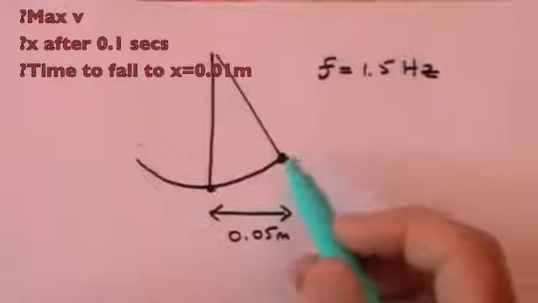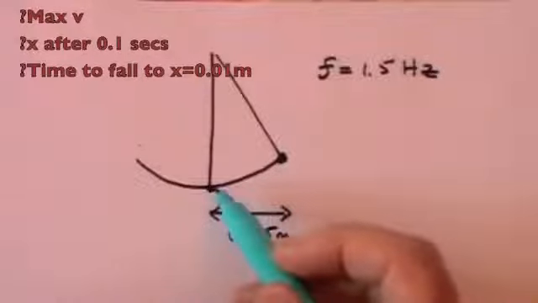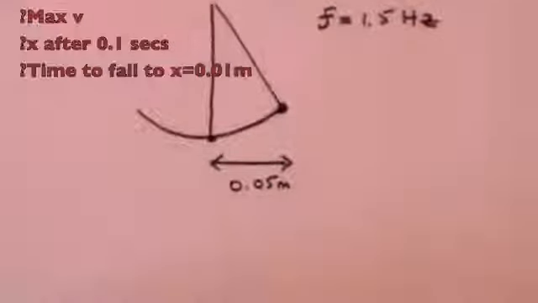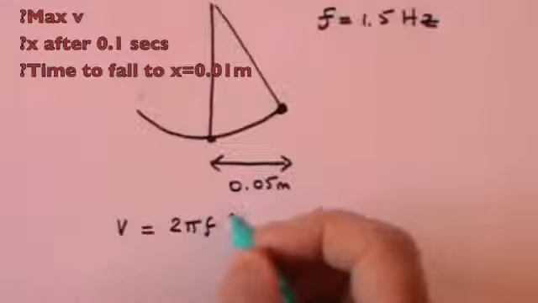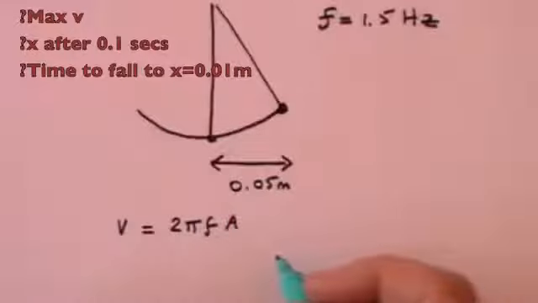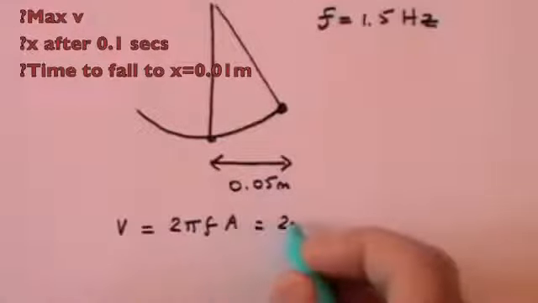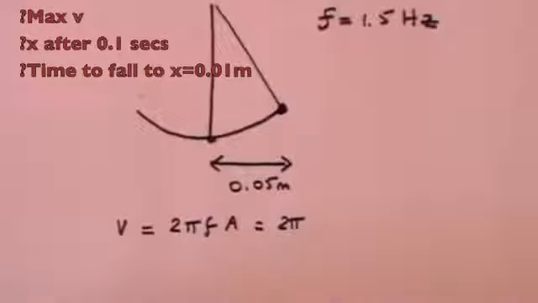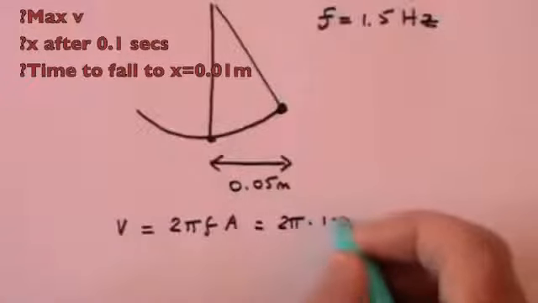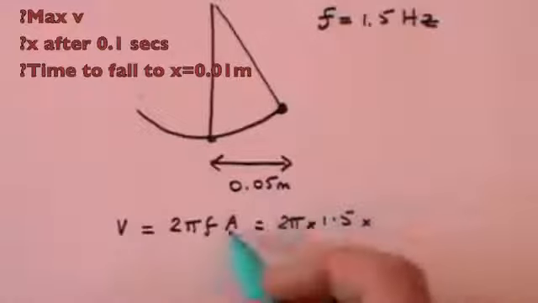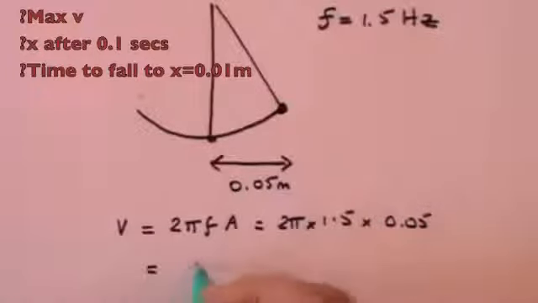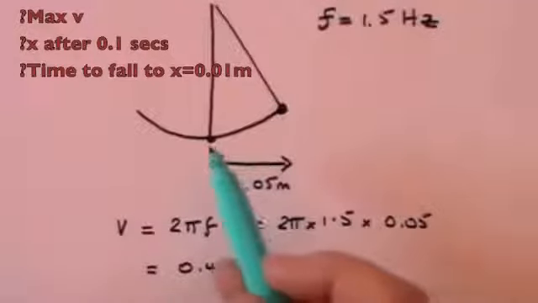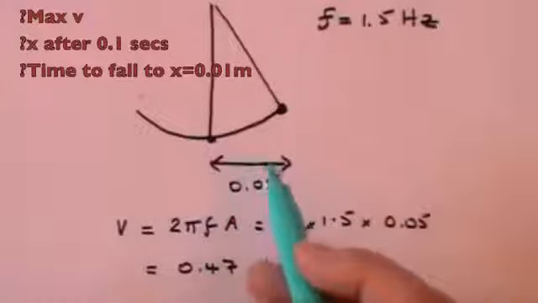Well, its maximum velocity, of course, is when it's going through the midpoint, and that we saw in the formulae that we devised earlier. The maximum velocity is omega times the amplitude, and omega is 2 pi f, so it's 2 pi f A, which is 2 pi times the frequency, which is 1.5, times the maximum amplitude, which you were told was 0.05, and that gets you 0.47 meters per second. So the maximum velocity as it goes through the midpoint is 0.47 meters per second.